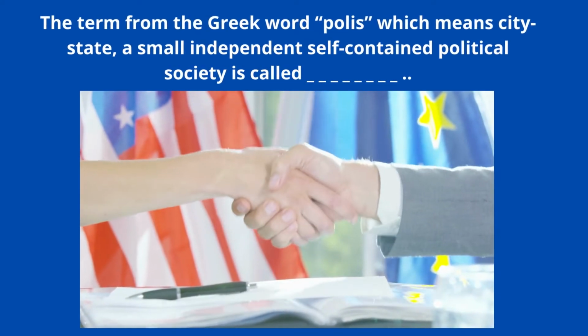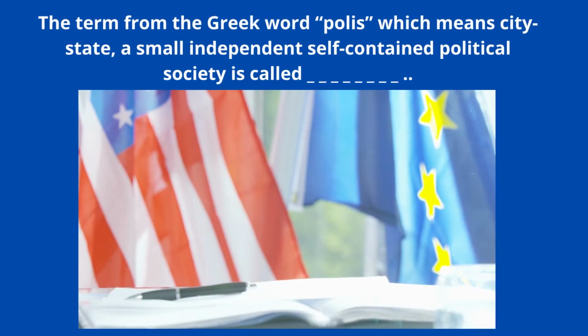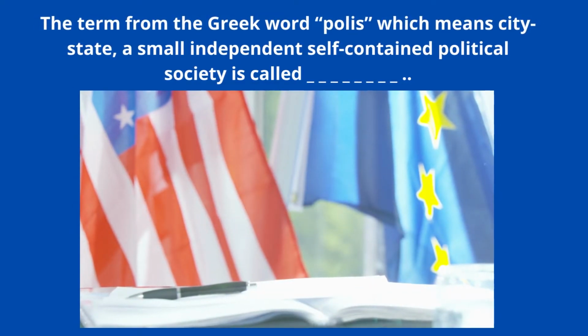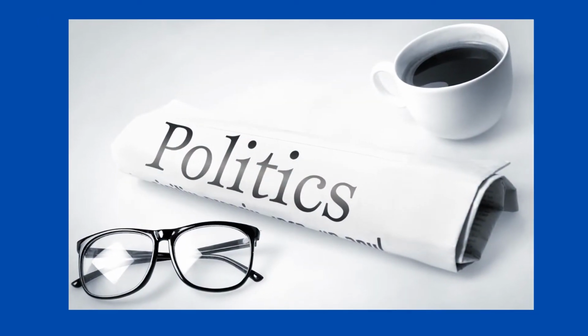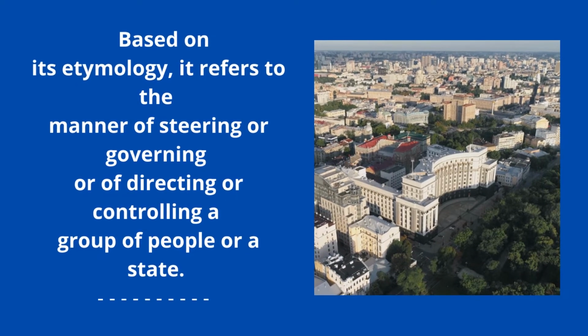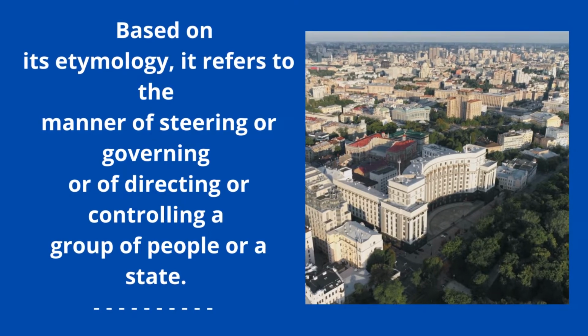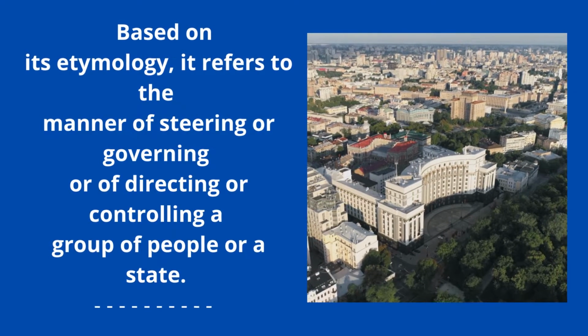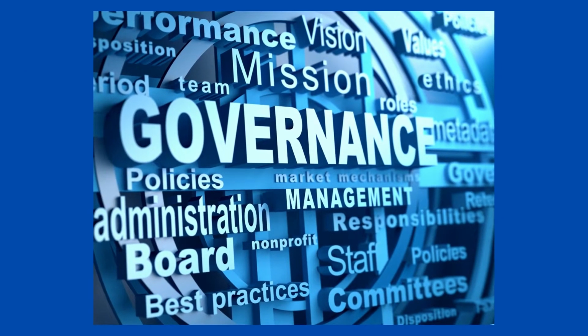The term from the Greek word polis, which means city-state, a small independent, self-contained political society, is called... yes, it's politics. Next, based on its etymology, it refers to the manner of steering or governing or of directing or controlling a group of people or a state. Correct. Governance.